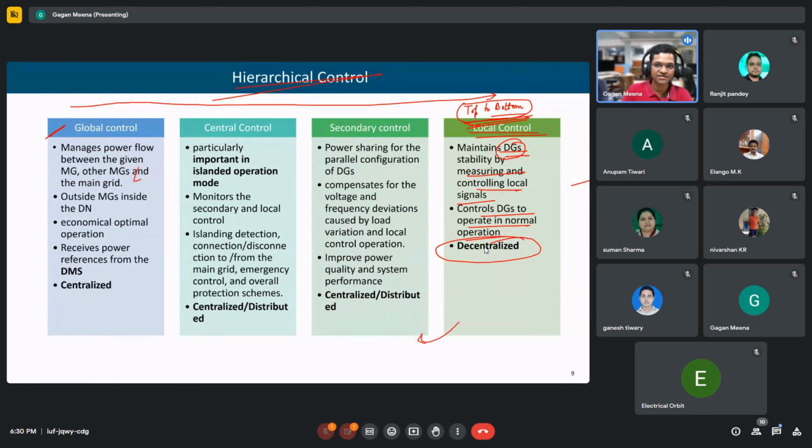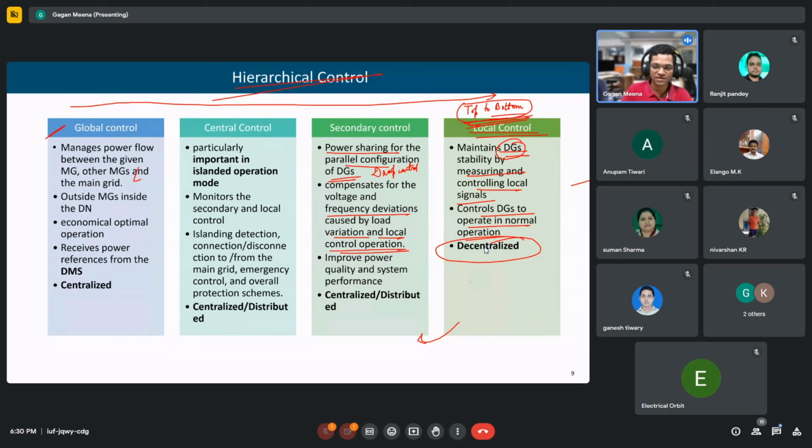One level higher is this secondary control, which enables the power sharing for parallel configuration of DGs. So here you can say this can be done using droop control also. And it also compensates for voltage and frequency deviation caused by load variation and local control operation.